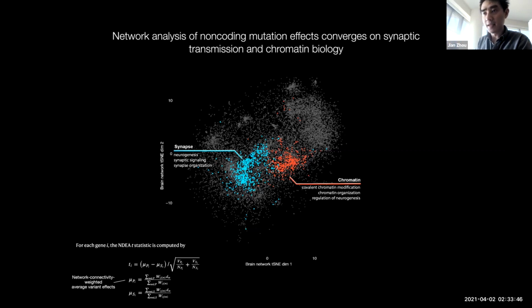And now we see the network neighborhoods that are strongly enriched for a stronger effect in proband compared to sibling. And those genes actually cluster into two groups. One is synapse-related genes, another is chromatin regulation-related genes. And both groups happen to be the groups that have been previously indicated by the coding mutations discovered in autism individuals. So this suggests a convergence of the mechanisms that are indicated by the coding and non-coding mutations.